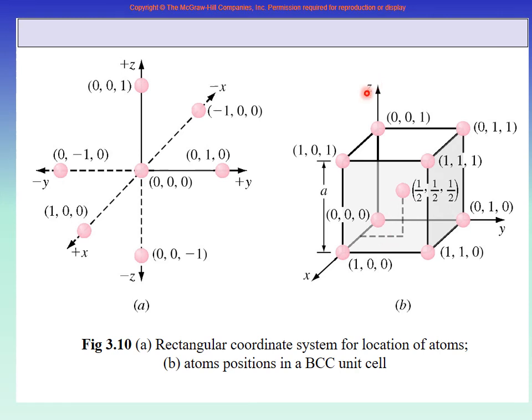Now randomly you try to find any point. What is this point? From 0 you go 1 in the x and you stop. You don't go any in the y, you don't go any in the z. So it is 1, 0, 0. This is the coordinate. Now take this one. Start from the origin. You go 1 in the x, you go 1 in the y, and you don't go in the z. So this point becomes 1, 1, 0.